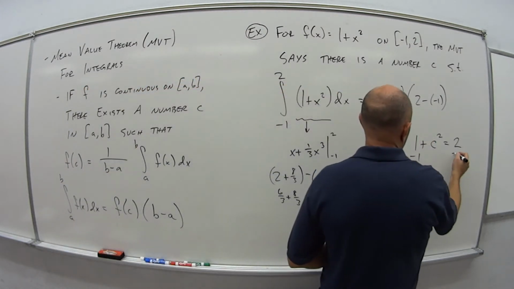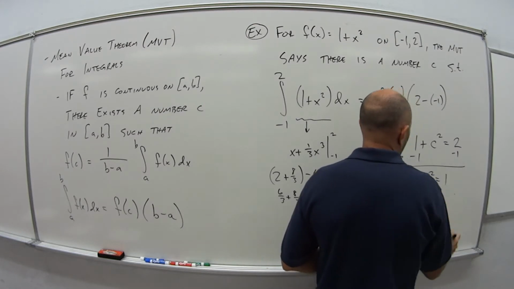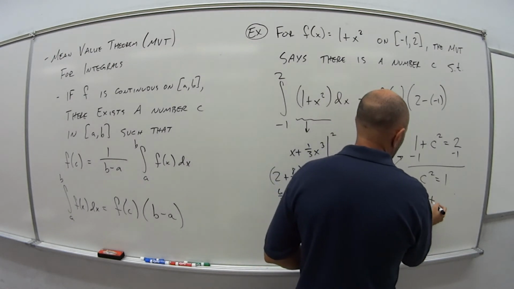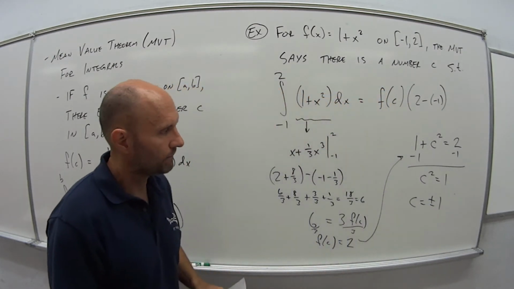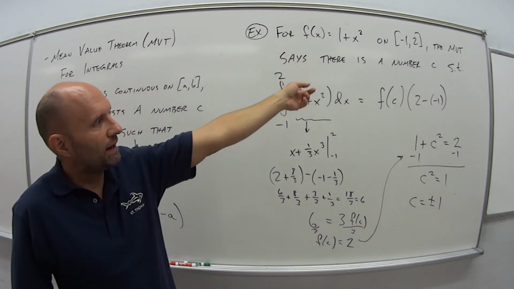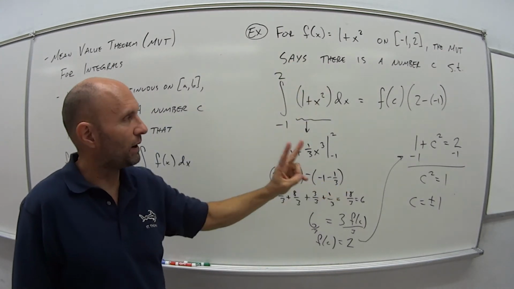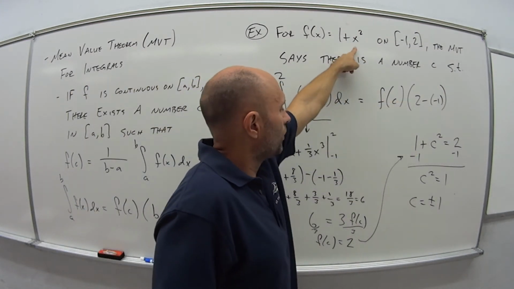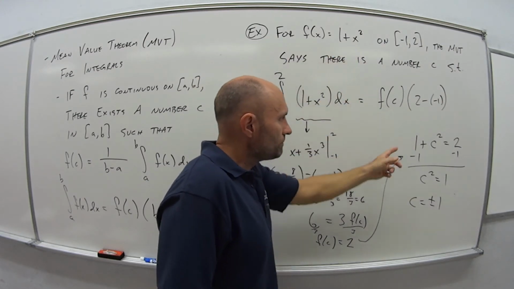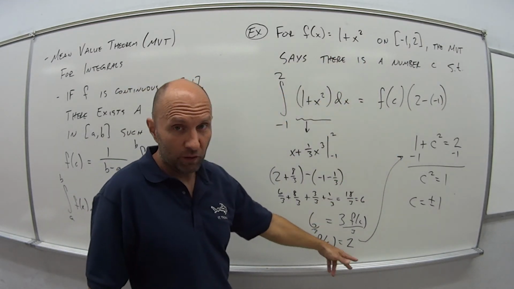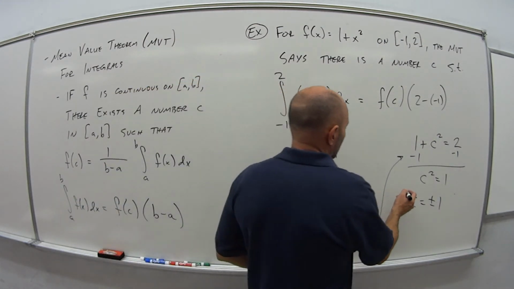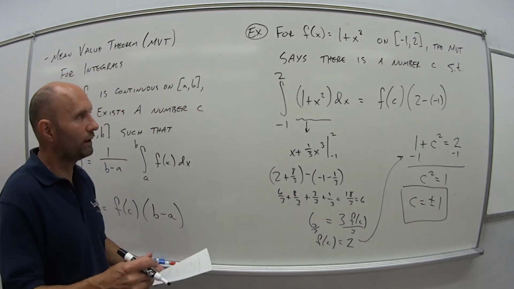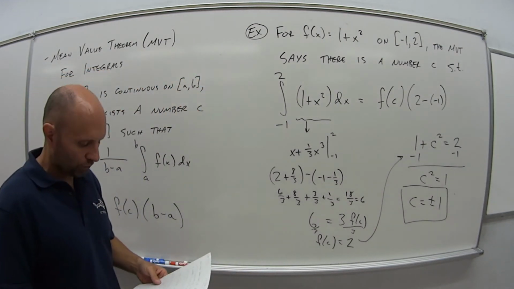So I subtract 1 from both sides, I get c squared is 1. So that means take the square root of both sides, so c is plus or minus 1. Well, this interval goes from -1 to +2. So in this case, we actually have two numbers that if I plug in 1 or -1 into the function, it gives me what the average value is, which is 2. So our number c is plus or minus 1 gives us the point at which we get the mean value of this integral.